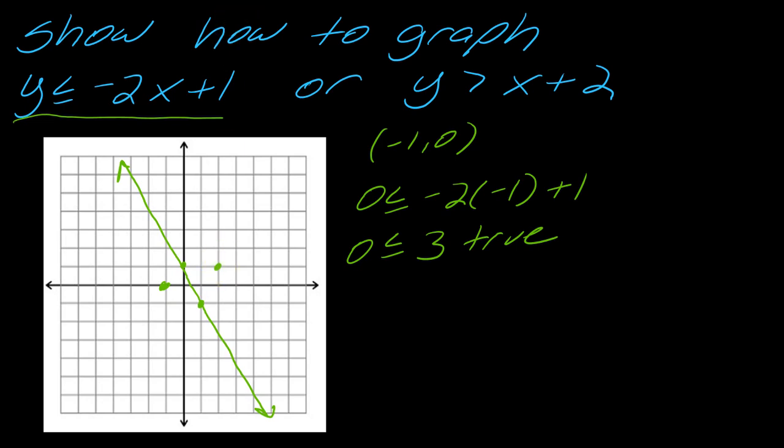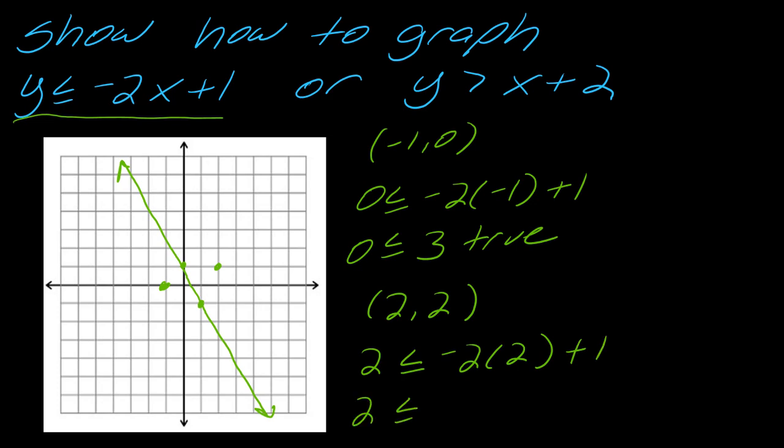And so that is the point 2, 2. If I plug that in, I get 2 is less than or equal to negative 2 times 2 plus 1. And so this will say that 2 is less than or equal to negative 3. So that is false. So this side does not have any points that work in this inequality. But all of the points on the other side, if I choose any point at random on that side, they will all work in this inequality.